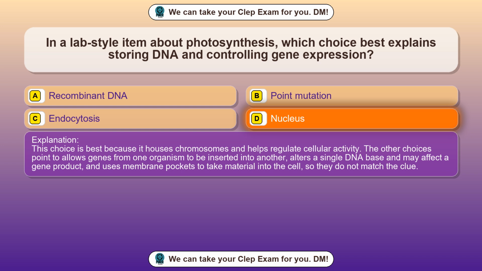The other choices point to allows genes from one organism to be inserted into another, alters a single DNA base and may affect a gene product, and uses membrane pockets to take material into the cell, so they do not match the clue. Question 65.